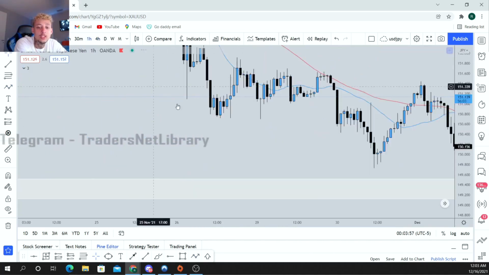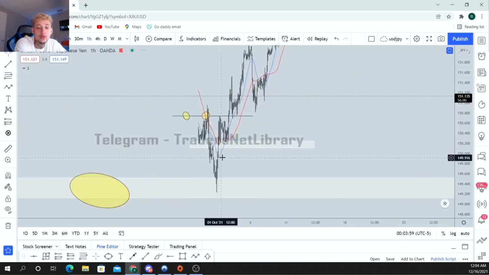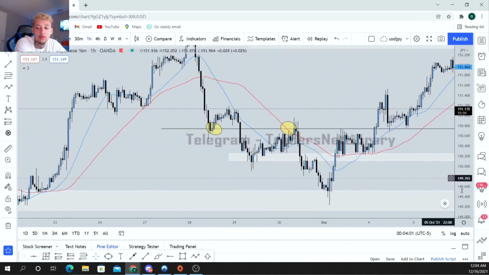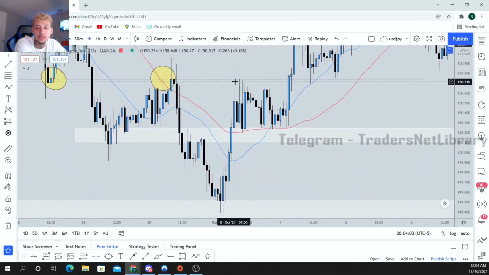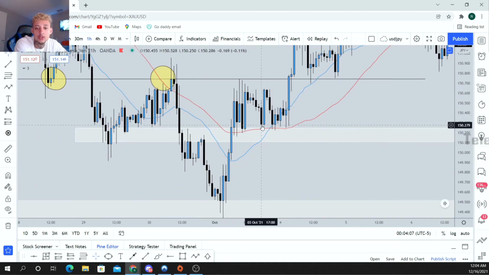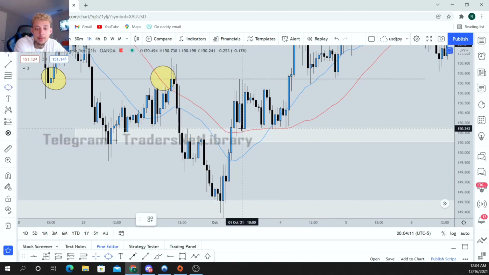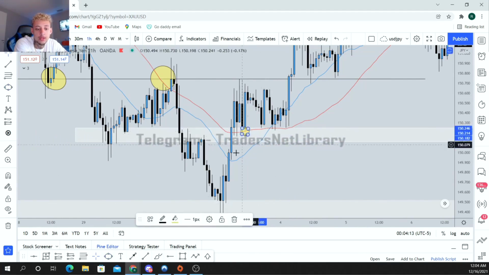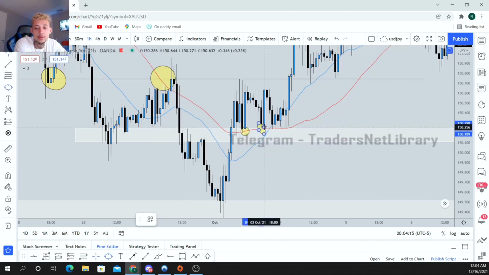What we could do at this point in time is break it down to an even lower time frame, such as the hour time frame. What you could see is price pull up, pull back into support, big engulfing, pull back into support, big engulfing. So what this shows us here is that buyers are interested in this level of support.